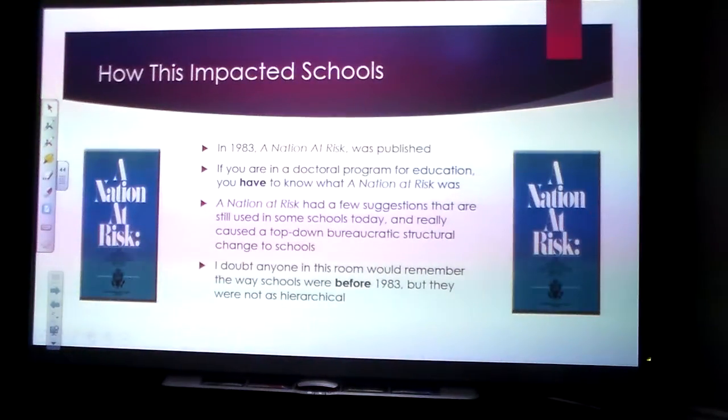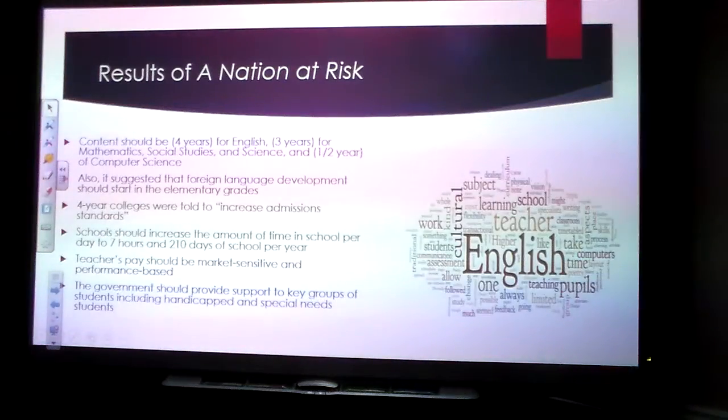So think about this. You all had to take a school reform course, and in it you should have at least looked briefly at A Nation at Risk and what it was and what it stood for. A Nation at Risk really was used to cause top-down bureaucratic structural change to schools, which isn't necessarily a bad thing. It just depends on how it should be assessed. So here were the main results of what A Nation at Risk meant and what it represented. Once again, these are things for you to think about and consider. They don't necessarily have to be the end results of it.